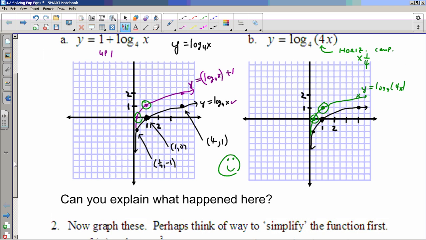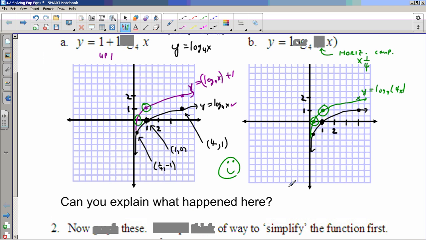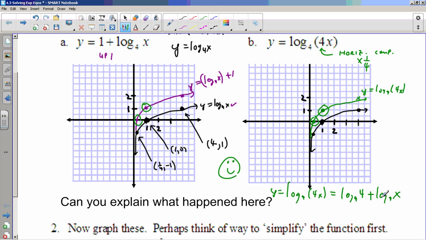Wow. What's happened? Can you explain what happened here? Well, have a look. This thing is log base 4 of 4 to x. When I'm multiplying two things inside a logarithm, I can split it up by adding, right? This is what we learned last day. What's log base 4 of 4? It's 1. Okay. Dandy. So that's why they're the same thing algebraically.